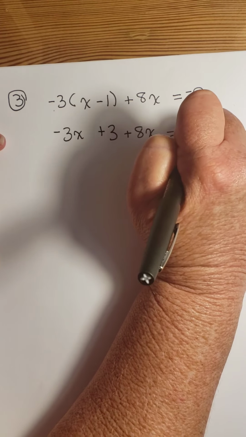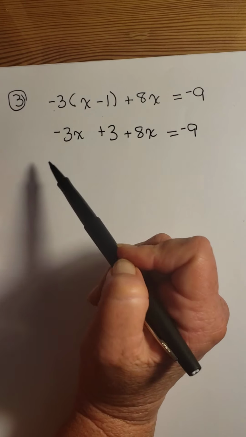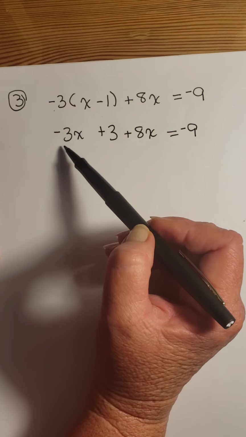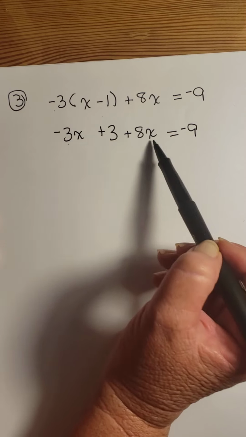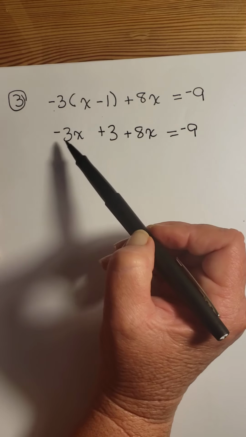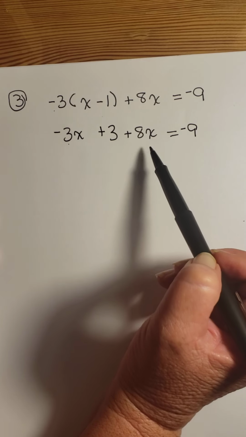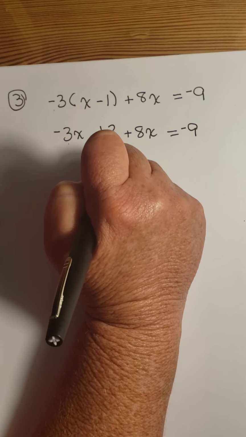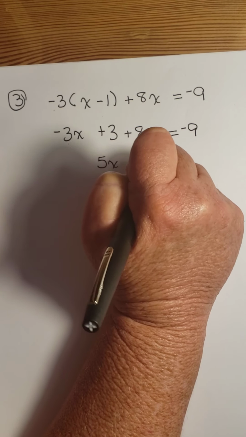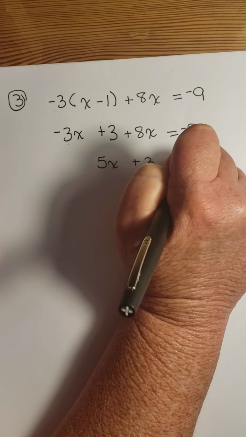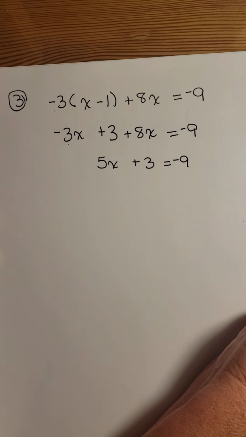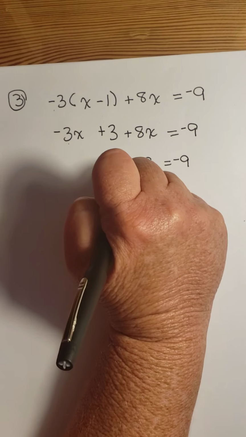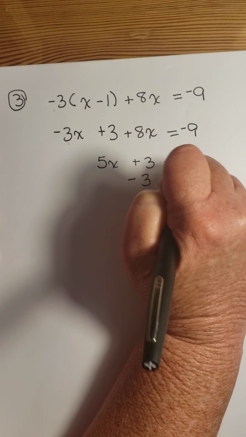equals negative 9. And we are still not ready to add or subtract to both sides because we still now have like terms, we need to simplify this sum. So negative 3x plus 8x will combine to give us positive 5x plus 3 equals negative 9. Now we're ready to move the positive 3. So we will subtract 3 from both sides.